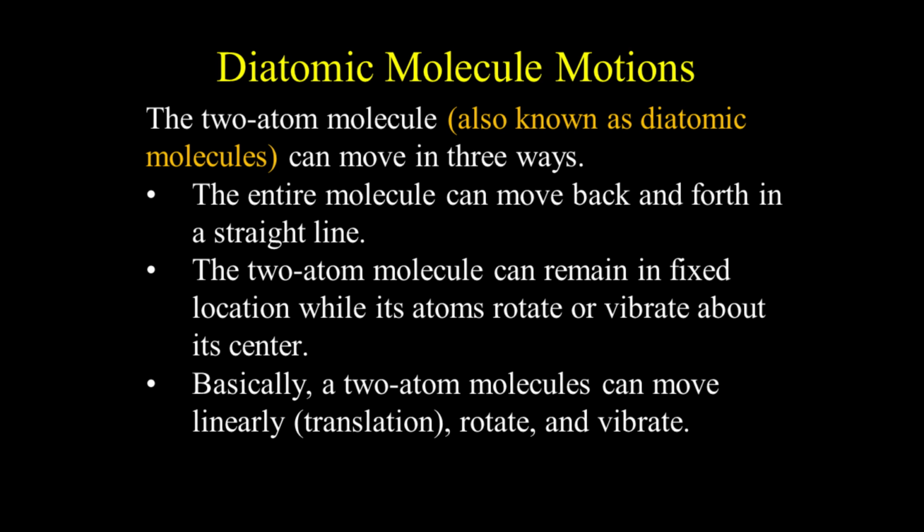Again, the 2-atom molecule, also known as diatomic molecules, can move in 3 ways. The entire molecule can move back and forth in a straight line, that is, the movement of each atom toward or away from the other atom. The 2-atom molecule can remain in a fixed location while its atoms rotate or vibrate around its center. Basically, a two-atom molecule can move linearly, rotate, and vibrate.